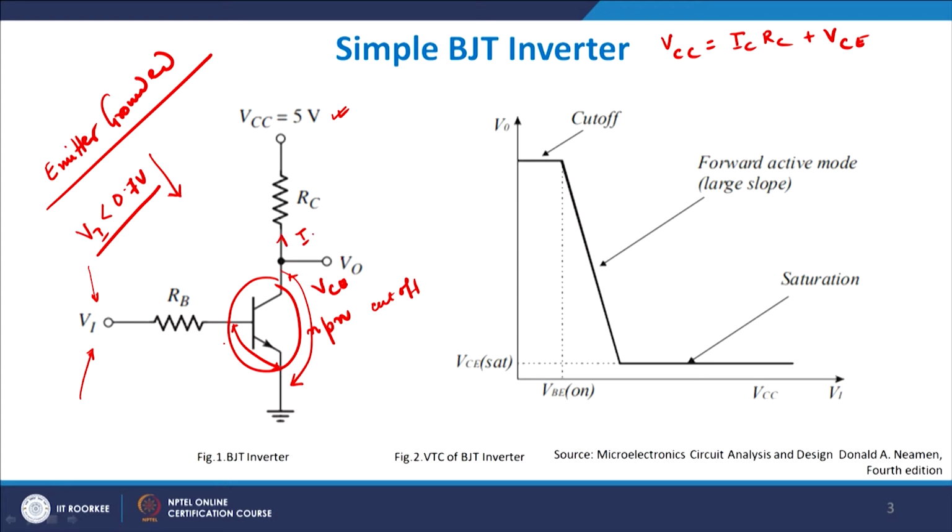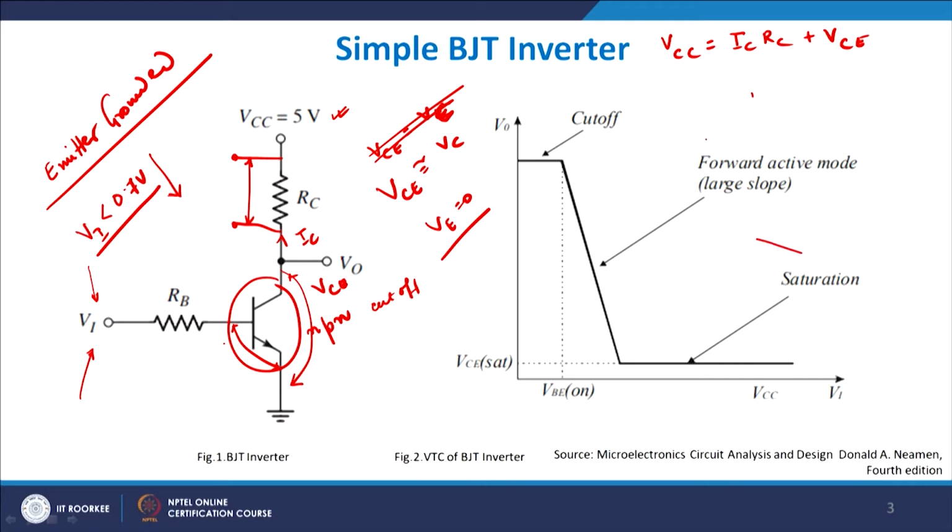So IC RC is the voltage drop across this resistor. This voltage drop plus this voltage drop must be equal to VCC. Now, since your emitter is not through a resistor and is directly coupled to the ground, VCE can simply be written as VC, because VE is equal to 0. The emitter is grounded.